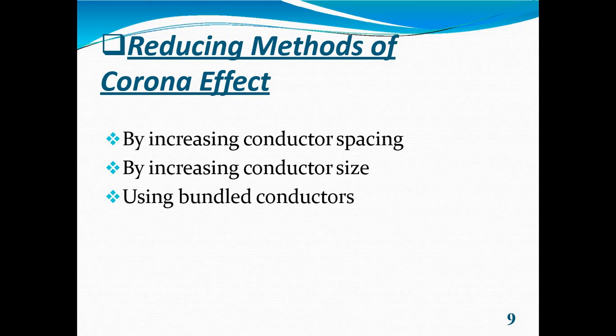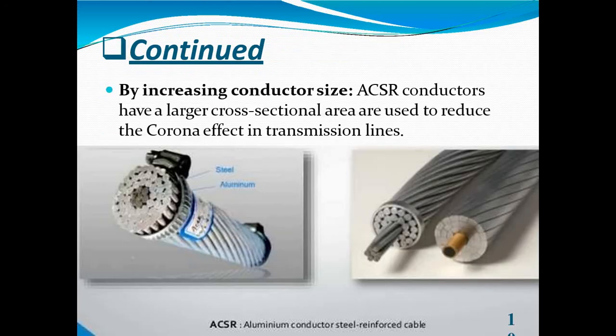So corona effects can be reduced by the following methods: by increasing conductor size, by increasing conductor spacing, or by using a bundle conductor. Now, by increasing conductor size, the voltage at which corona occurs is raised, and hence the corona effect is considerably reduced. This is one of the reasons that ACSR conductors, which have a larger cross-sectional area, are used in transmission lines. This figure shows ACSR conductors, and the full form of ACSR is Aluminium Conductor Steel Reinforced cable.